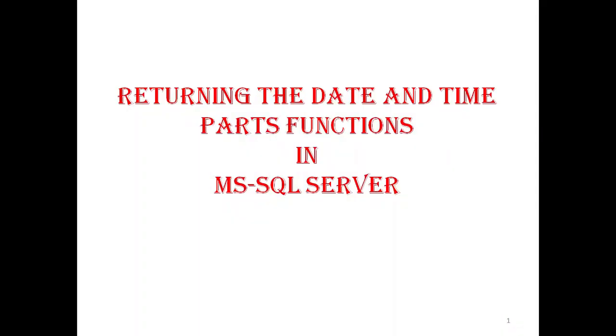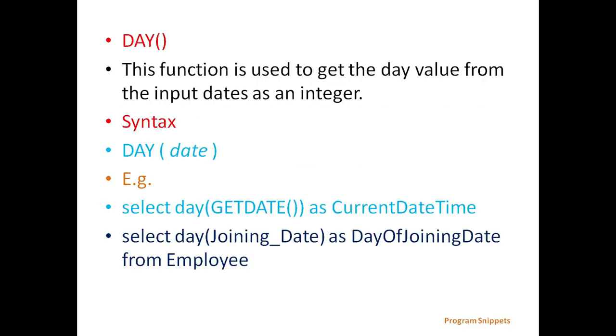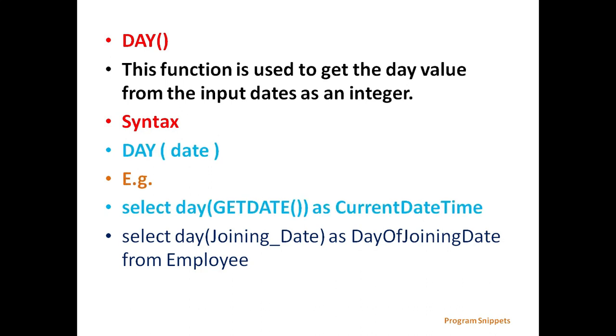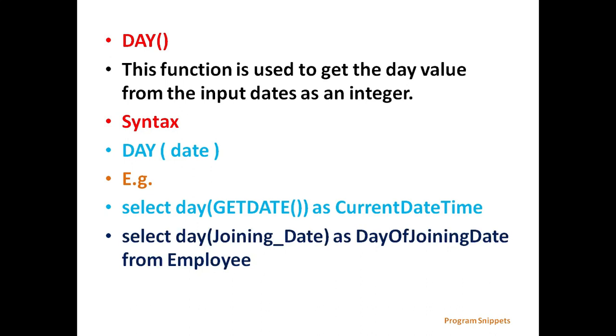Here we will see the date and time part functions in SQL Server. First is DAY. This function is used to get the day value from the input date as an integer. General syntax is DAY(date). For example, if we give SELECT DAY(GETDATE()) AS current date time, it will display the day of the current date. And if we give SELECT DAY(JoiningDate) AS DayOfJoiningDate FROM Employee, it will display the day of the joining date for all the employees from the Employee table.